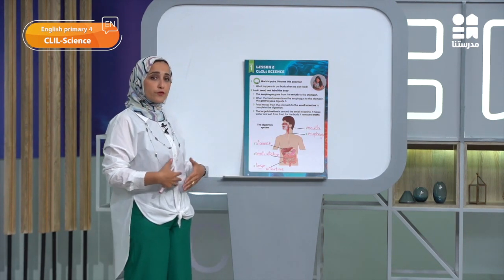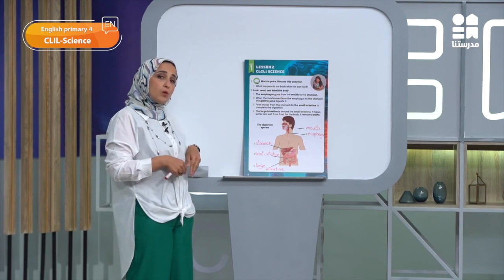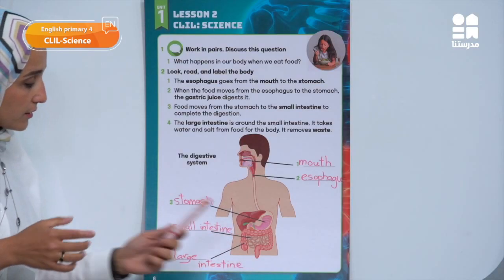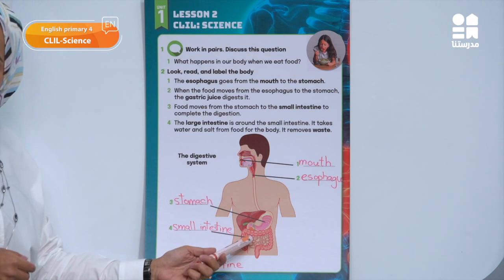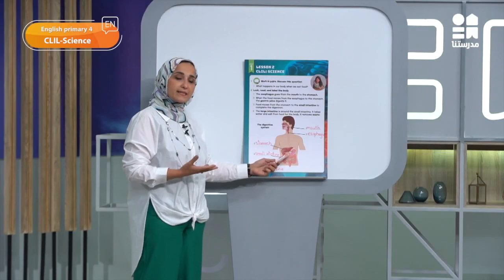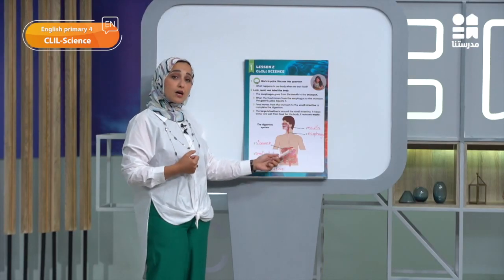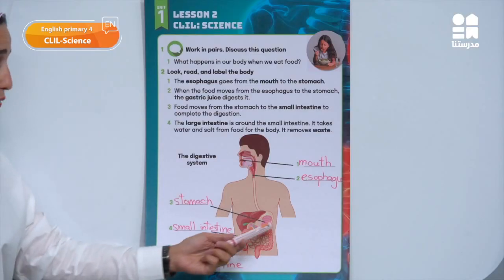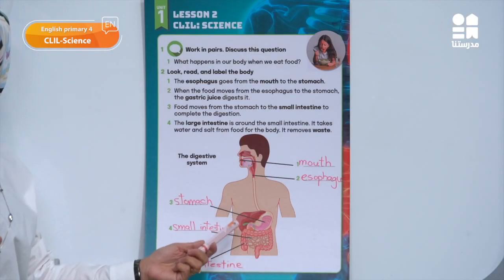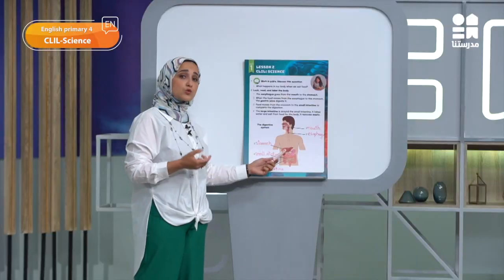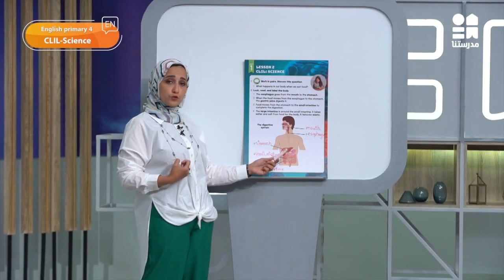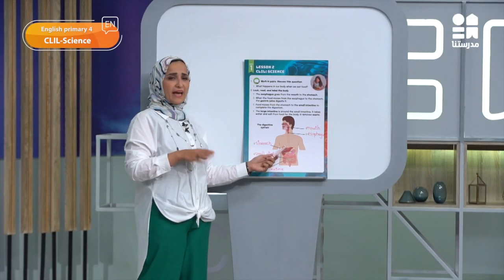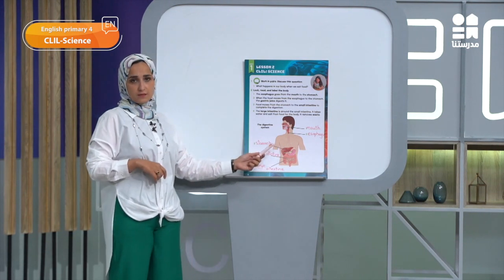Food moves from the stomach to the small intestine here. Yes, can you see it? The small intestine completes the digestion. And the large intestine is around the small intestine. Can you see it? Very good. It takes water and salt from food for the body, and it removes all the wastes.